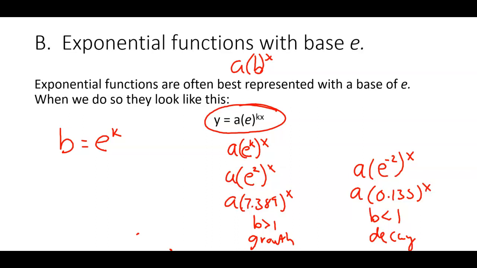Well, did you guys notice that the k is positive? I get a b bigger than 1. If the k is negative, I get a b less than 1. So we have a different way of looking at it.